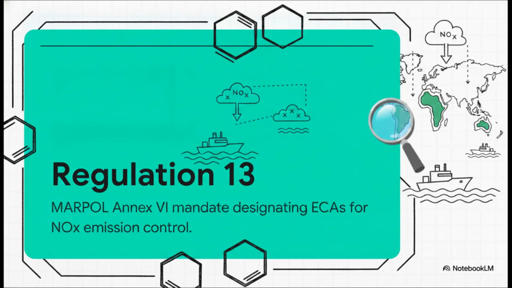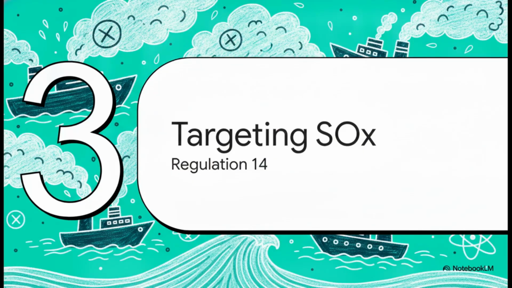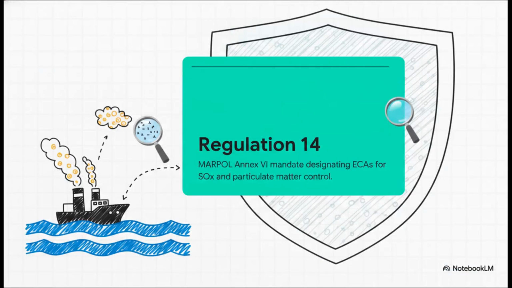Which brings us to Section 3, targeting SOx and particulates, under Regulation 14. Now, what's really fascinating here is how this legislation creates a completely distinct, separate layer of protection for different chemicals. Regulation 14 is set up entirely apart from Regulation 13, and it's built specifically to target sulfur oxides, SOx, and particulate matter. This is just a brilliant example of a multi-layered approach to atmospheric defense. We aren't just tossing a generic blanket rule over the ocean. The protections are chemically specific.